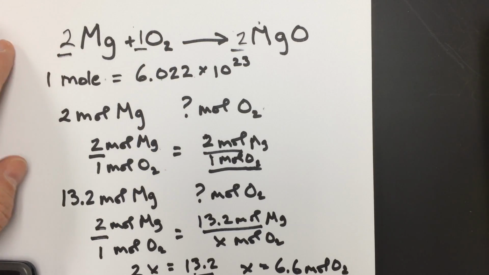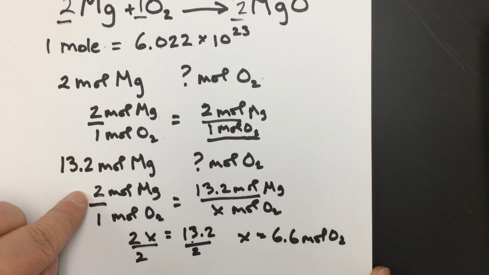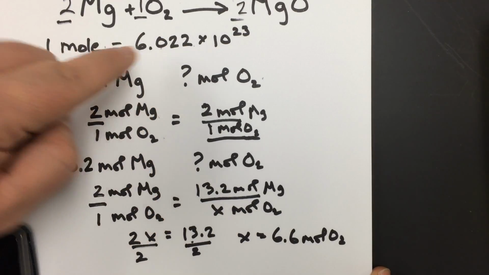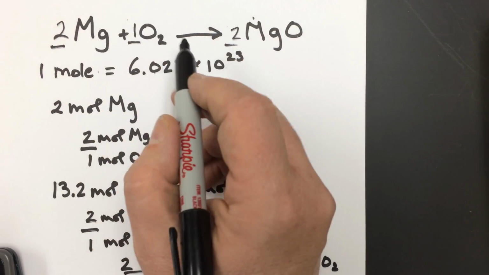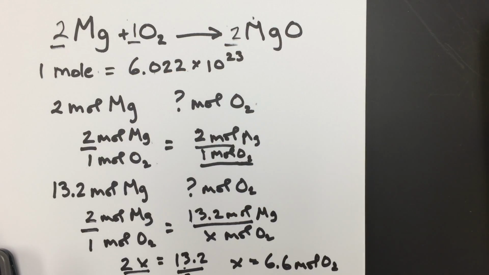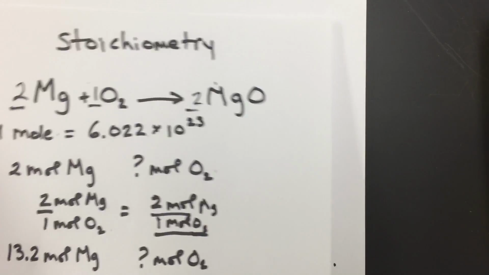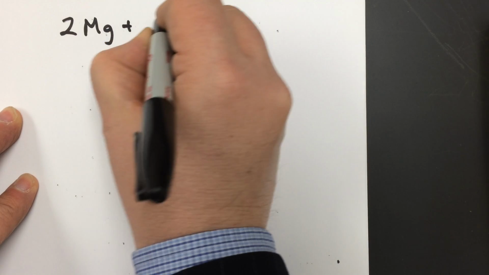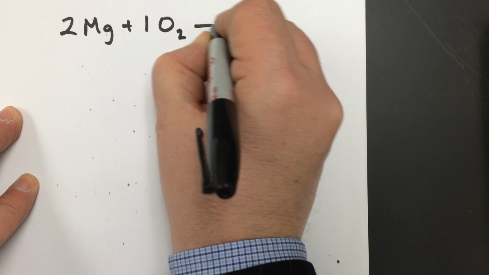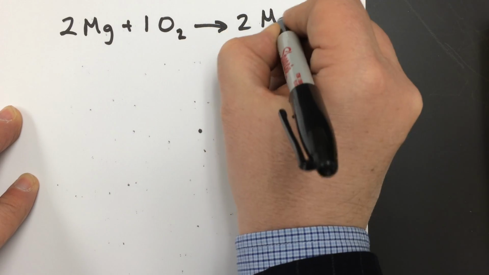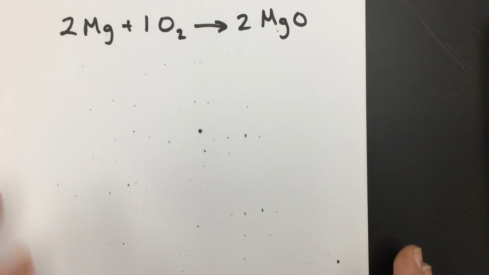So it's simply going to be a cross multiply. 2 to 1 is 13.2 to what? And when you find it out, it's 6.6. Now that you know the moles of oxygen, if that was the question, then great, you're done. If it's not, let's start again. We have 2 Mg plus, I'll put 1, but you don't need it, O2 yields 2 MgO. Okay, we'll start there again.